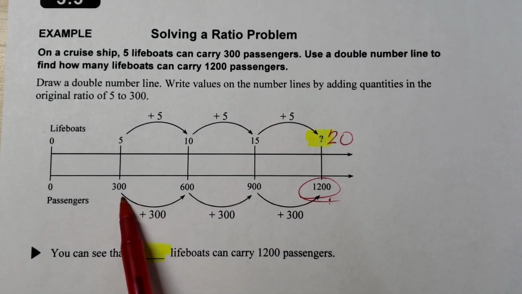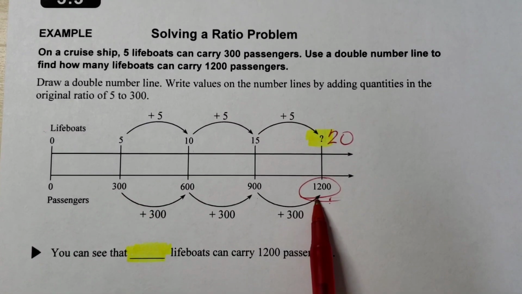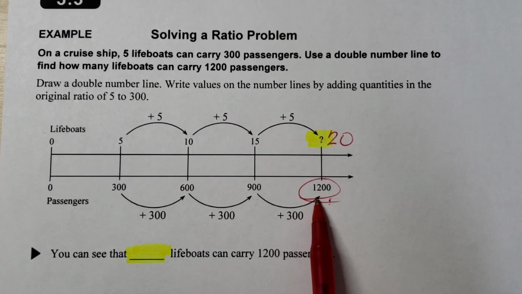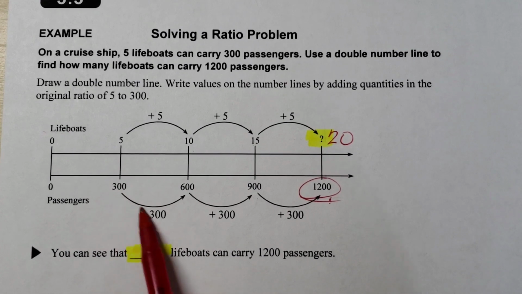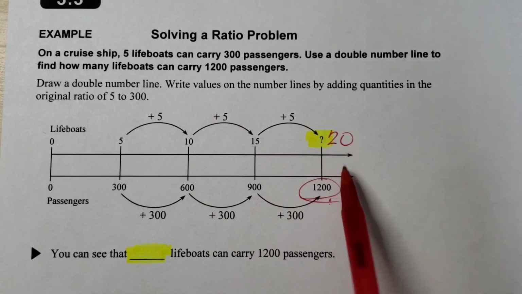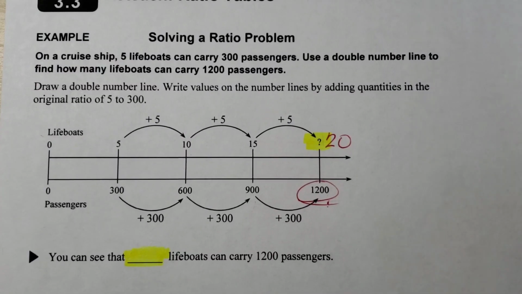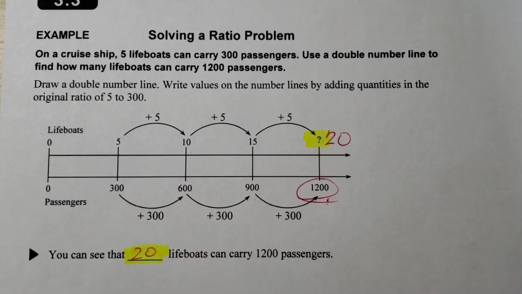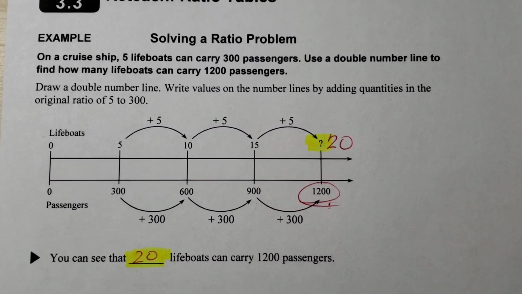So you can use that, or you can use multiplication. You can say, you know what, I know 3 times something gives me 1,200, and that would be what? 300 times 4 gives you 1,200. So 5 times 4 gives you 20. You can also use that strategy. It's up to you. So there's 20 lifeboats that can carry 1,200 passengers.